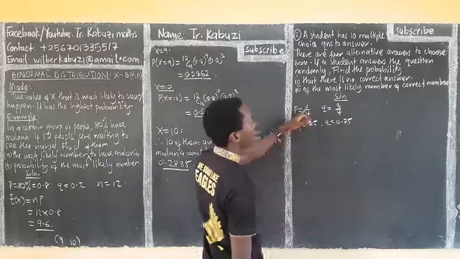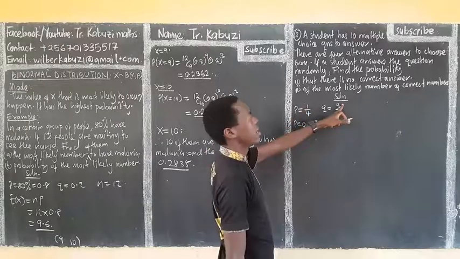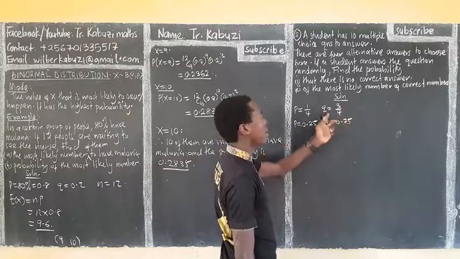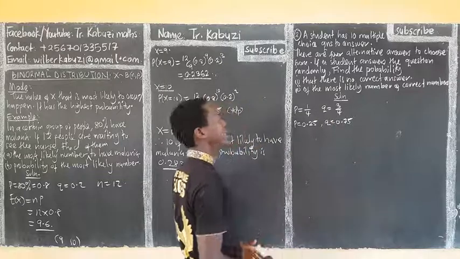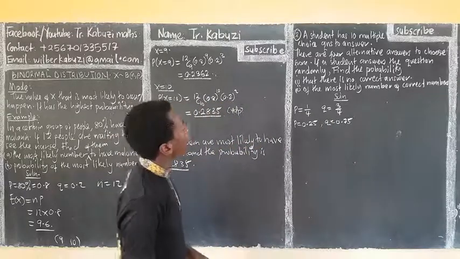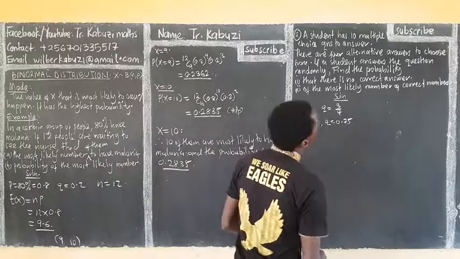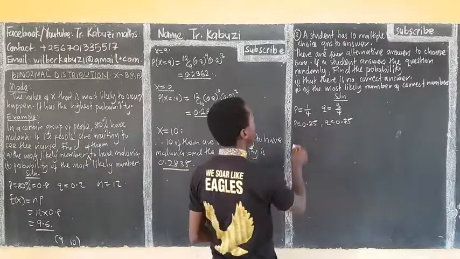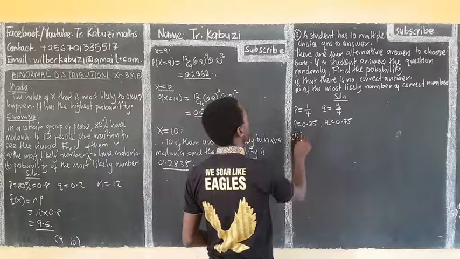Now if one is correct, it means that the remaining three are going to be wrong. That's why here you have failure, with probability 3/4. Now from there, no correct answer, so the number correct is 0. So number 1, no correct answer.